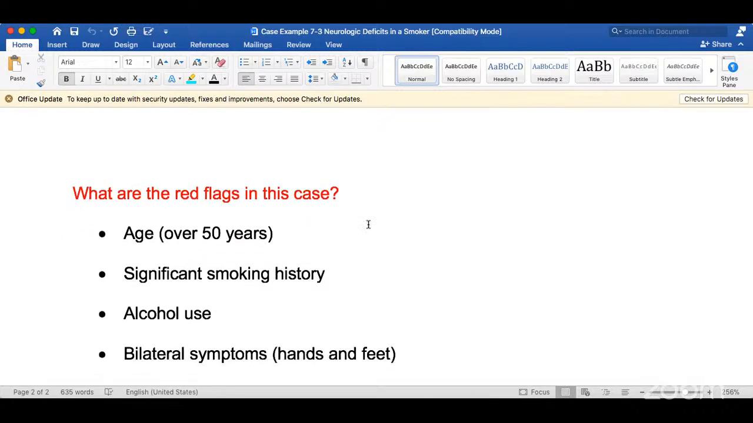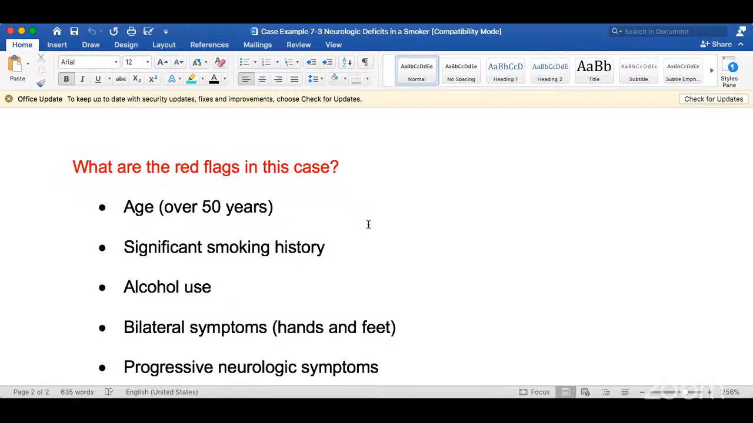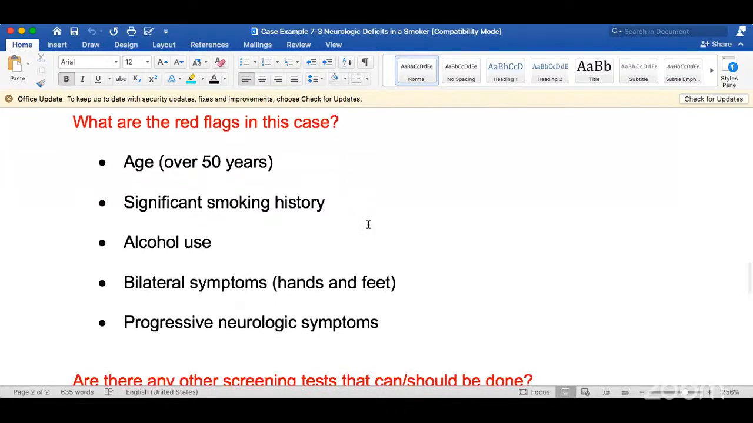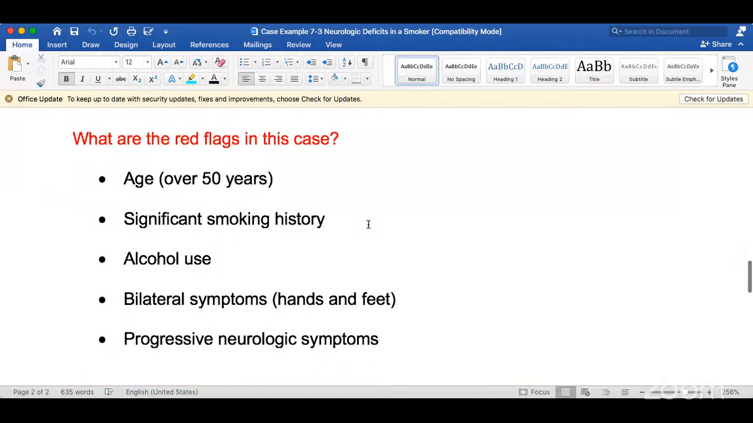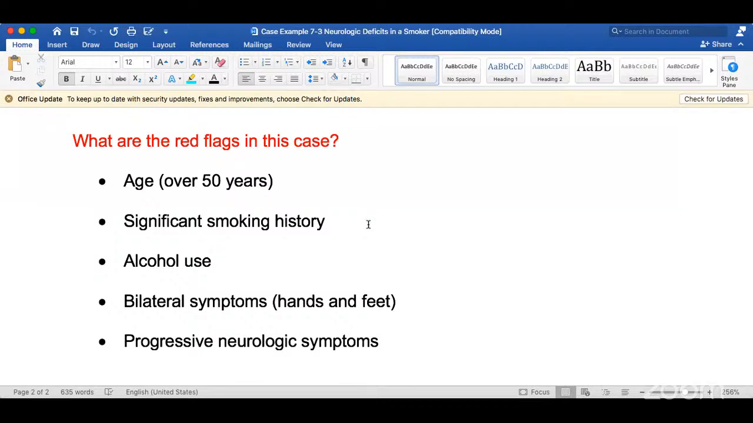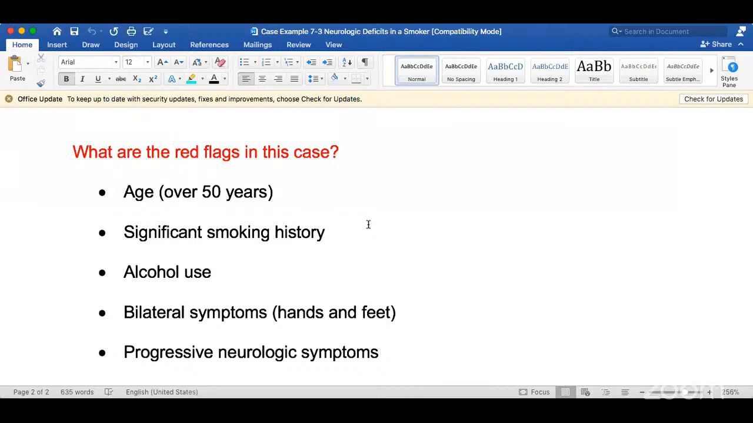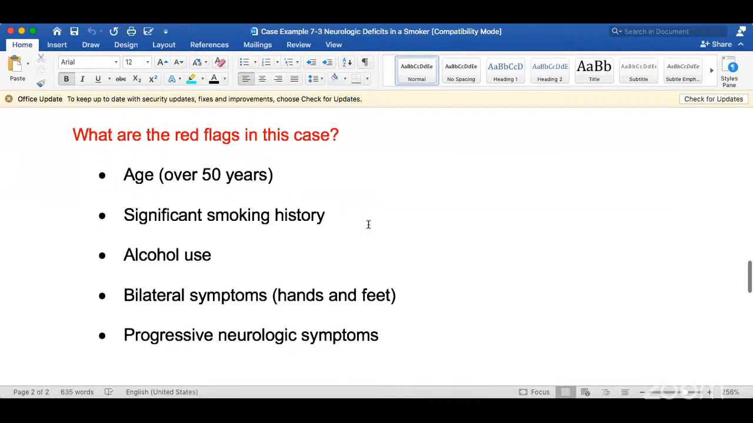Significant smoking history is a risk factor. Alcohol use is a risk factor. But then you have symptoms, bilateral symptoms, hands and feet. And each of these, I think someone has mentioned one of these things that we are discussing, possibly separately or in combination, but I don't think there's anyone that has mentioned all these five at the same time.